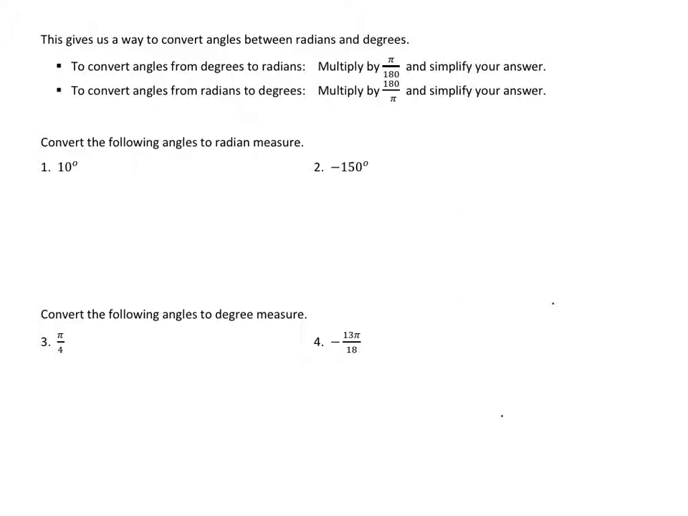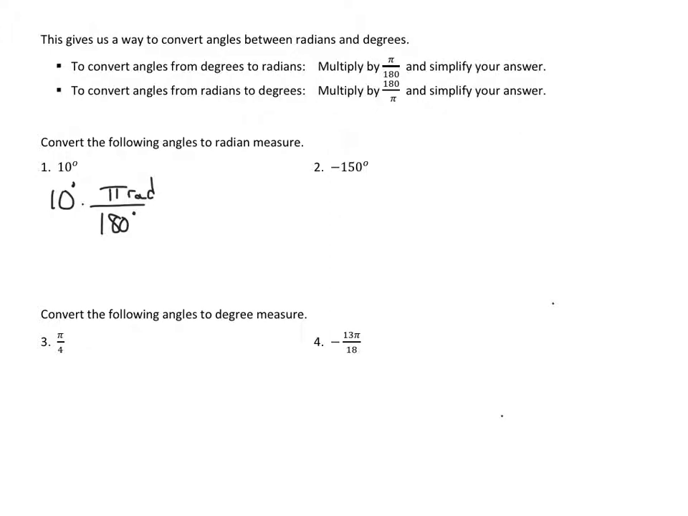Okay, let's talk about converting from degrees to radian measure. As I have listed at the top of the page, to convert from degrees to radians, you simply multiply by pi over 180. So if we look at 10 degrees, in example 1, we can take 10 degrees and multiply by pi over 180 degrees. Our goal here is that we want to get radians. So we want the degrees to disappear.